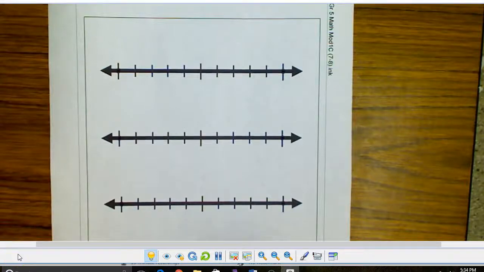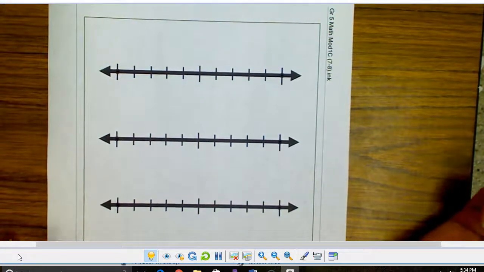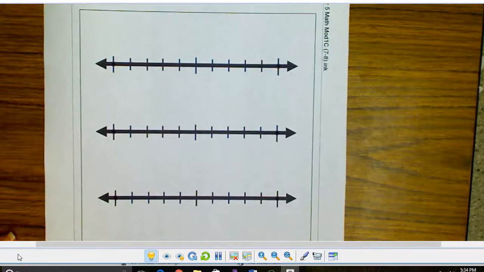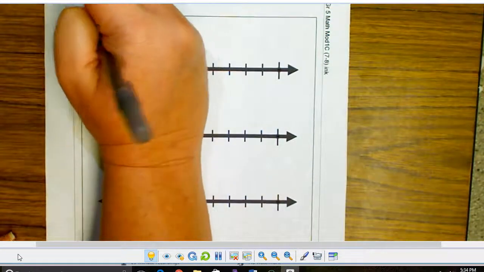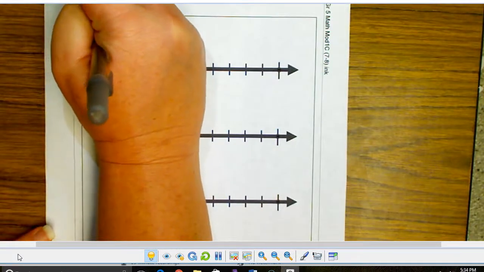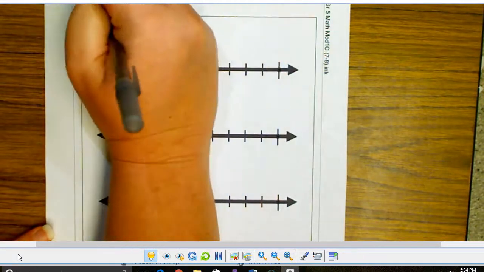Okay, so today we are going to learn how to place a decimal fraction on a number line. This is going to help us with our upcoming lessons on rounding and just any other time we want to have some number sense about what these decimal fractions mean.